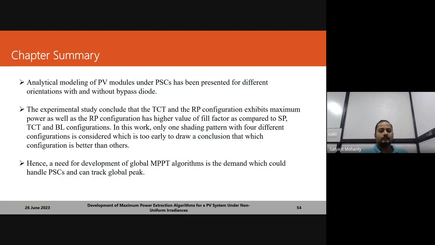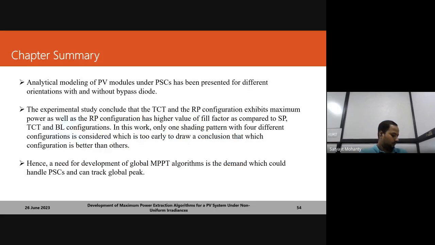So this is the summary. The first part is that I have shown the experimental environment which we use for performing the MPPTs. Then I have depicted the different configuration strategies which are available, and I gave a comparison: which pattern to be used so that it will be able to generate the maximum possible power.